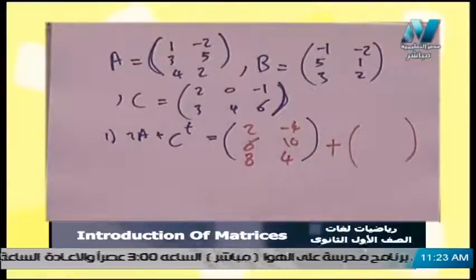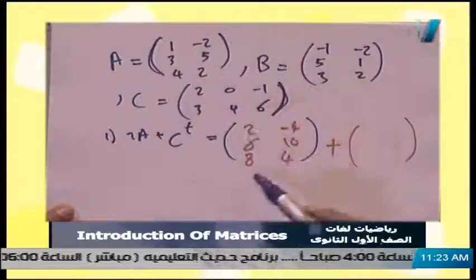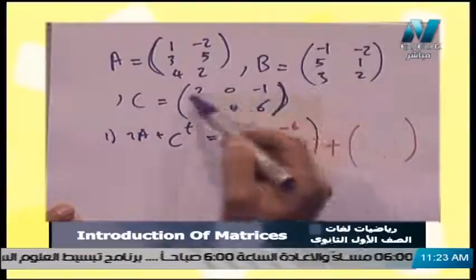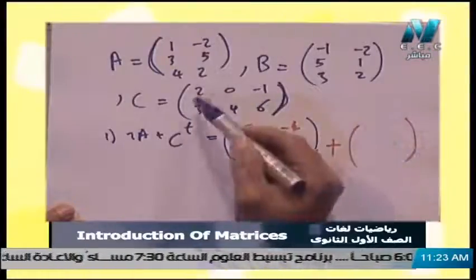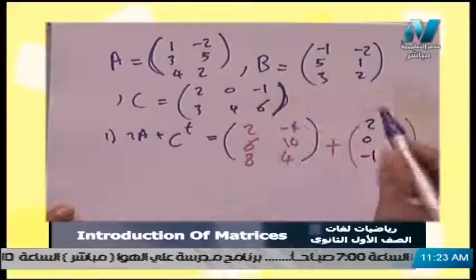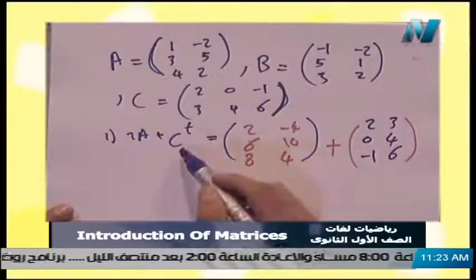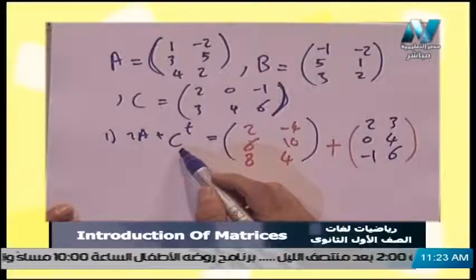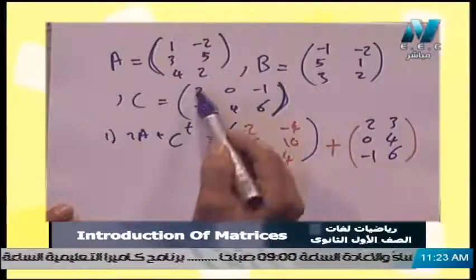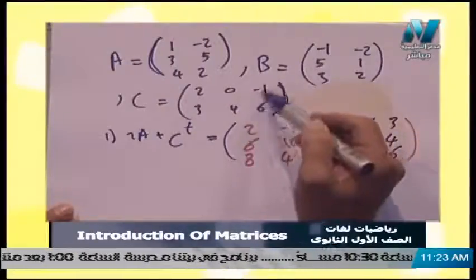We have C here. This is the first row, and it has 3 columns. We will transfer the row as a column. 2, 0, -1 is the first row, so it will be the first column. 3, 4, 6 will be like that. So we find the transpose of the matrix C by making the rows into columns, or vice versa. We can say the first column is the first row: 2 and 3, 0 and 4, -1 and 6.